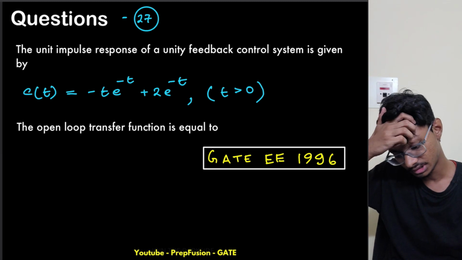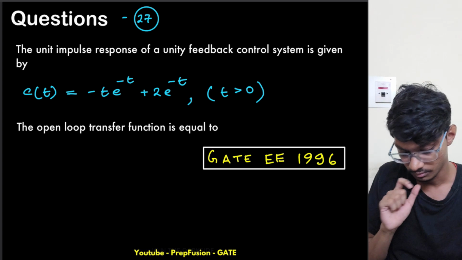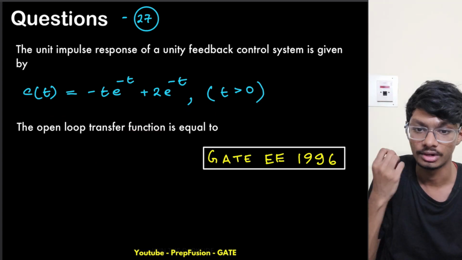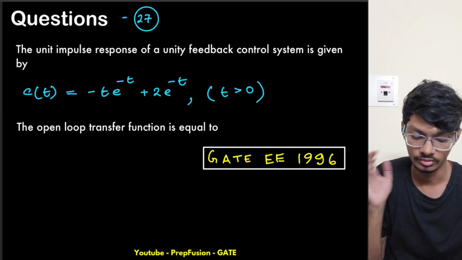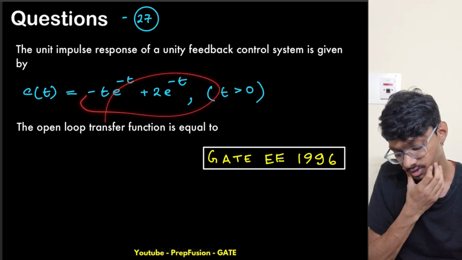So we have been given this transfer function. The unit impulse response of a unity feedback control system is given like this. We have to find the open loop transfer function, in S domain, right? This is a GATE question, right? So this is a closed loop transfer function, and it is the unit impulse.